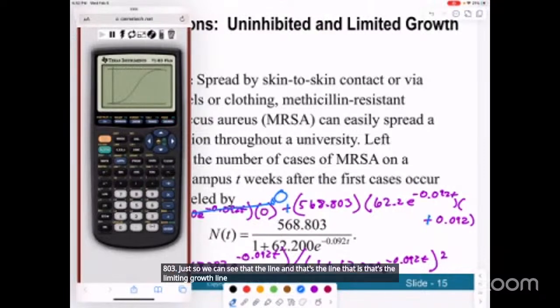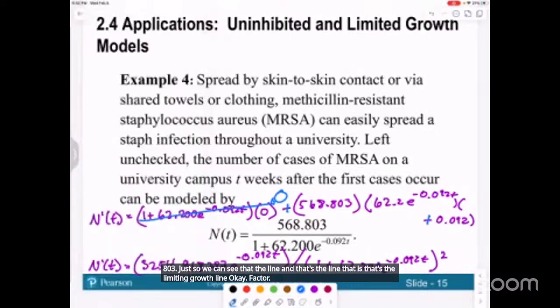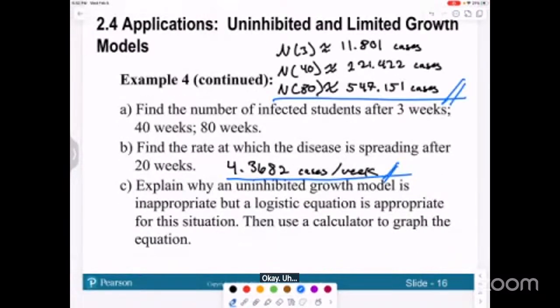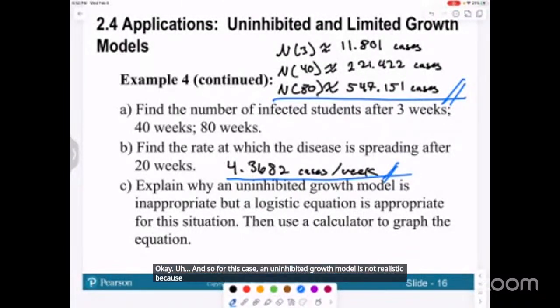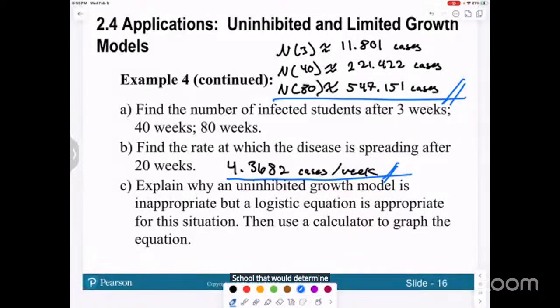Okay. Factor. Okay. And so for this case, an uninhibited growth model is not realistic because I think the main limiting factor would be the number of students. You don't have an infinite number of students. You're limited to how many students you have at the school. That would determine the number of cases, right, that you could have. So something like that.